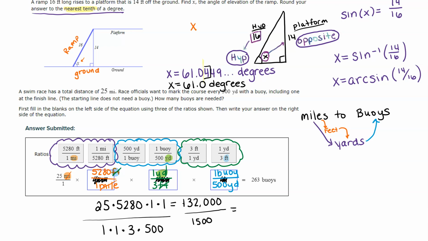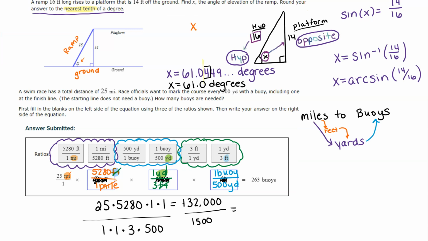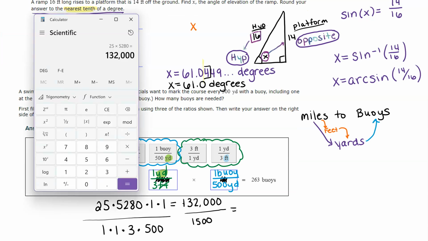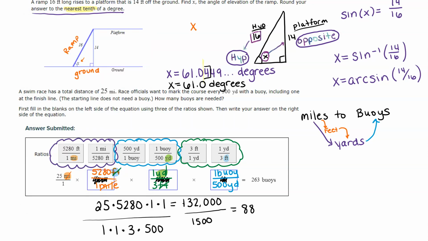So now let's simplify that. We'll do 132,000 divided by 1,500. Oops, wrong button, sorry about that. So 132,000 divided by 1,500 equals 88. So we need 88 buoys.